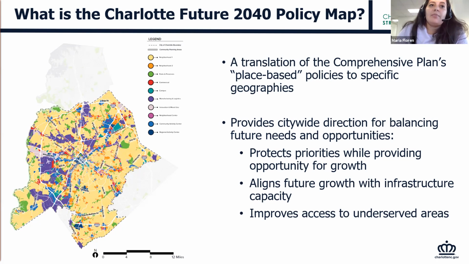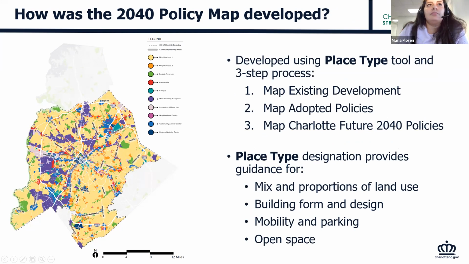Since the objective of this mapping effort is to evaluate and balance citywide needs and opportunities, the policy map will not be providing parcel specific or block by block analysis that has historically occurred during the small area planning process. The policy map was developed using a new tool called place types and followed a 3-step process. The place types are a new classification system to organize patterns of development, but they are not zoning districts.